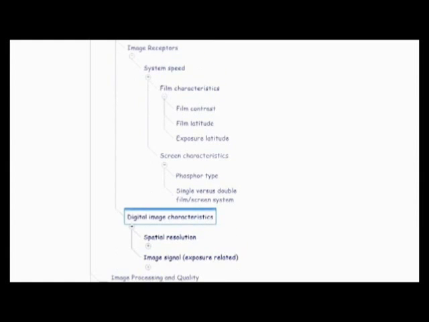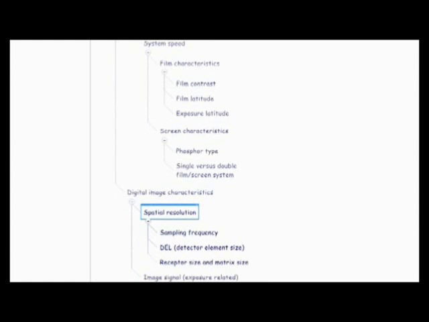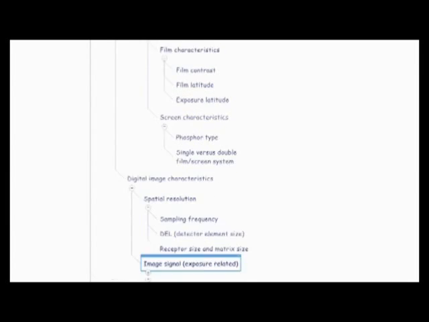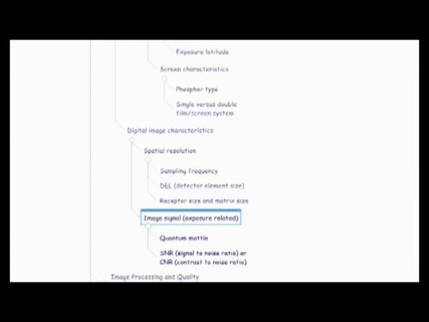Then there's digital image characteristics, there's spatial resolution, the sample frequency, DEL, detector element size, receptor size, and matrix size. And then there's image signal, exposure related, quantum model, SNR, signal-to-noise ratio, or CNR, contrast-to-noise ratio.